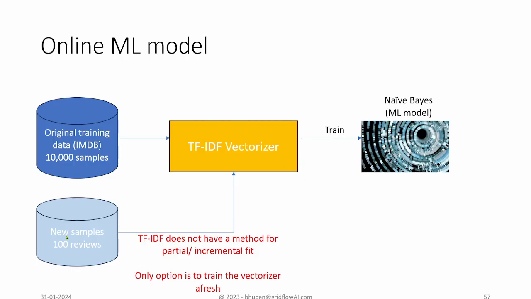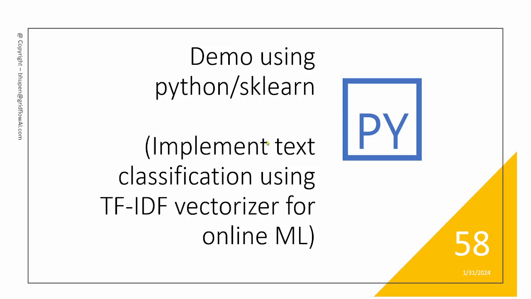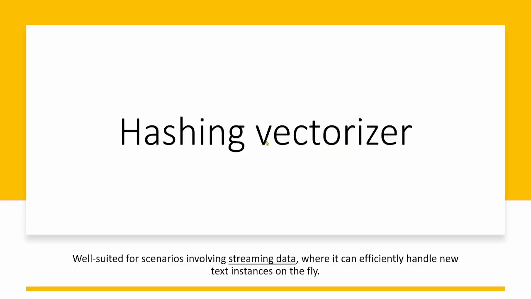So we saw how incremental or online model update or training is not possible if you use TF-IDF or a count vectorizer. So in the next video, we will look at hashing vectorizer, and hashing vectorizer is actually meant for streaming data, and we'll see how we use the hashing vectorizer to build modern machine learning deployments.